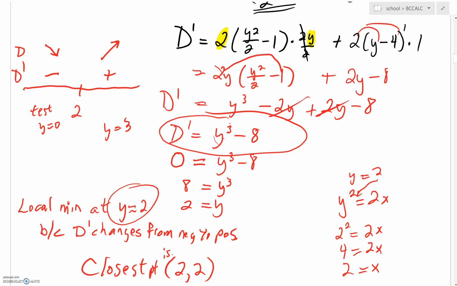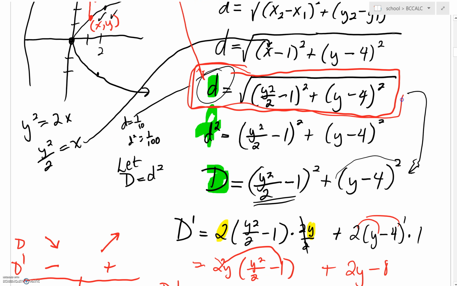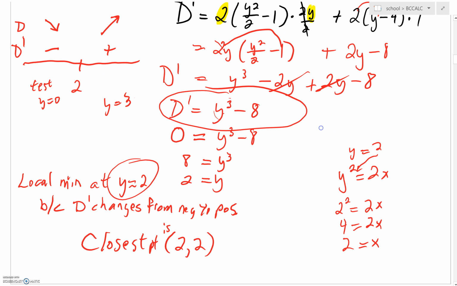If you wanted to find what the minimum distance was, you'd go back up right here to this red block and plug in a y value of 2, and you could find out just how small that minimum distance is. But they didn't even ask for that. They just want the minimum point.